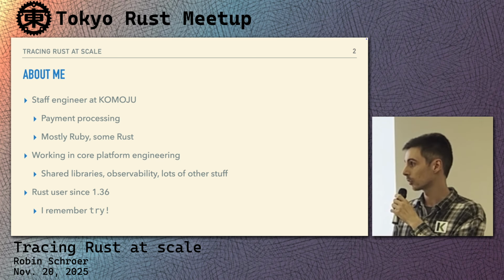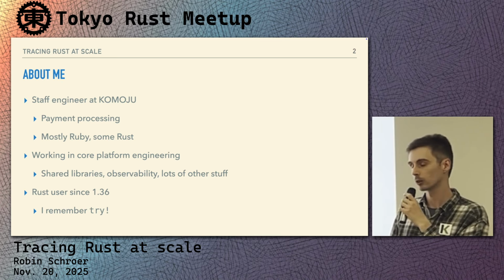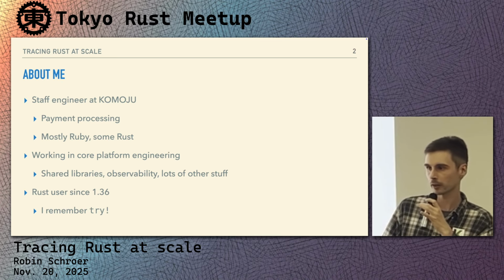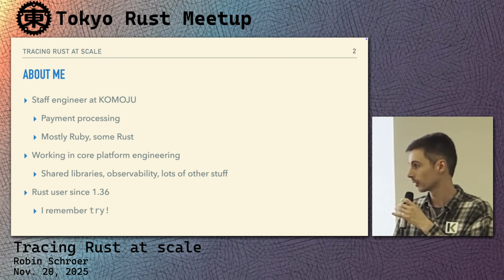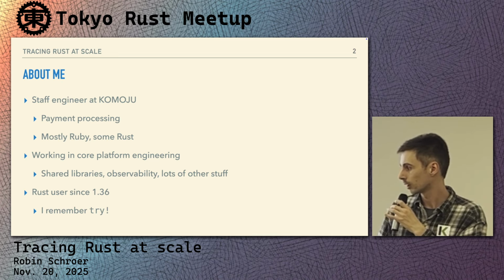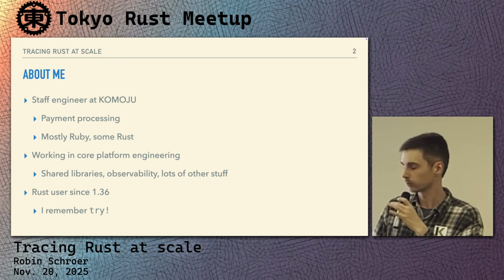I'm working in the core platform engineering group, so I'm working on a lot of shared libraries, I'm working on observability, I'm working on all kinds of other things that are less relevant to this talk. And I have been a Rust user since 1.36, so I remember the try macro. This is 2019-ish for context.